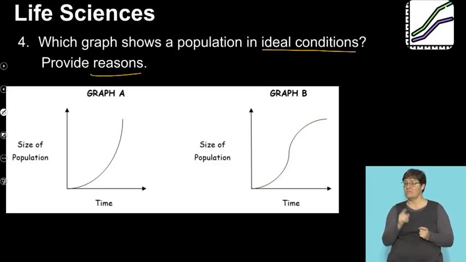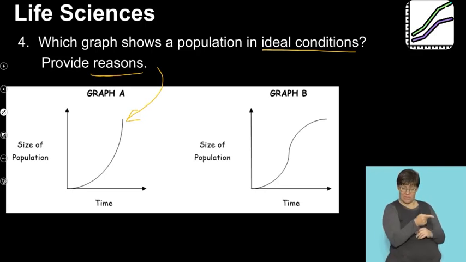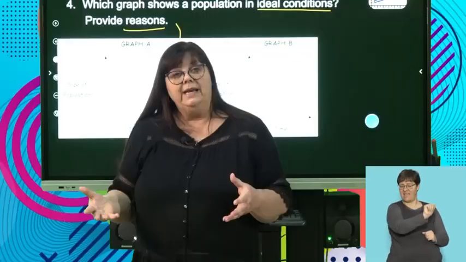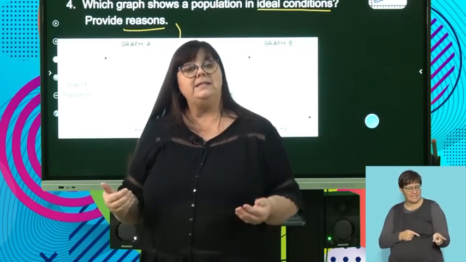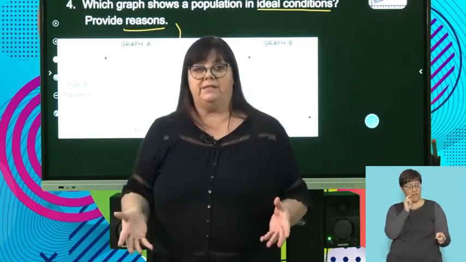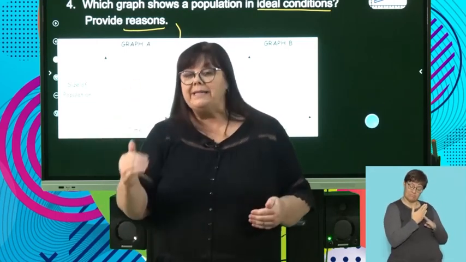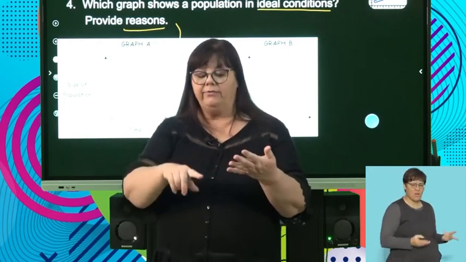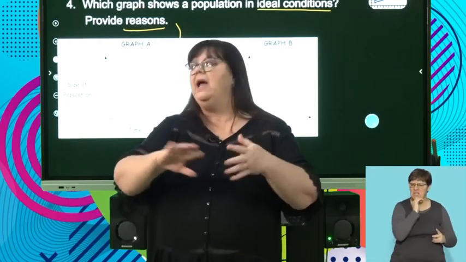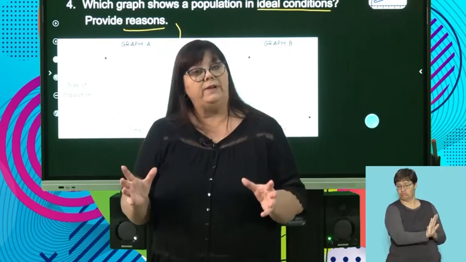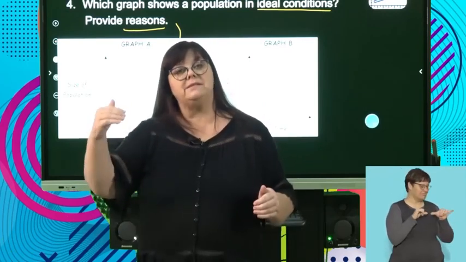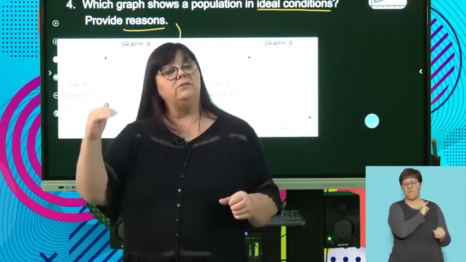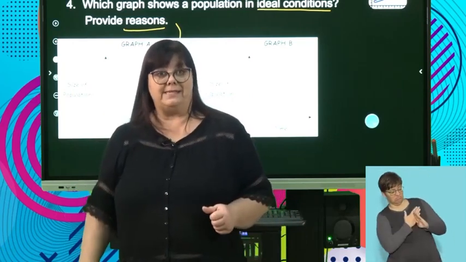Moving on, which graph shows a population in ideal conditions? And we must also provide reasons. Our ideal population growth curve is graph A. And why have I selected that? Because there's no evidence of limiting factors. Enough food, enough space, everything is perfect for the population, so it just continues to grow without any environmental resistance.